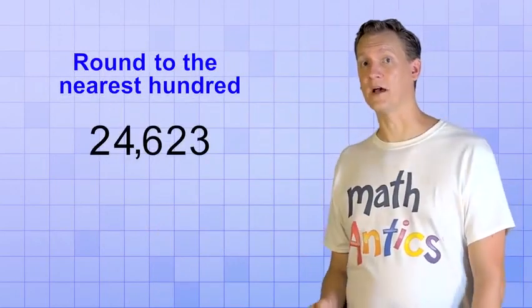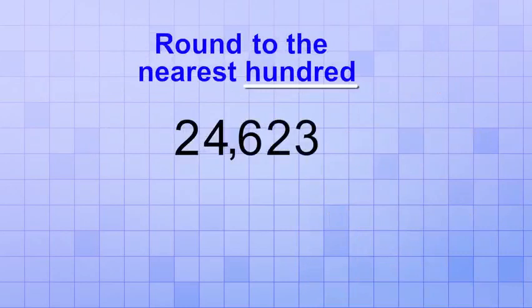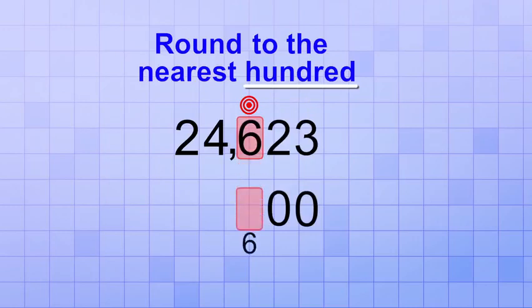Round 24,623 to the nearest hundred. Since we need to round to the nearest hundred, we first need to identify the digit in the hundreds place. That digit is a 6, so that's our target. And we know that any digits to the right of the target will be replaced with zeros in our rounded version. Next, let's decide what to do with the target digit. We either keep it the same or we increase it by 1.